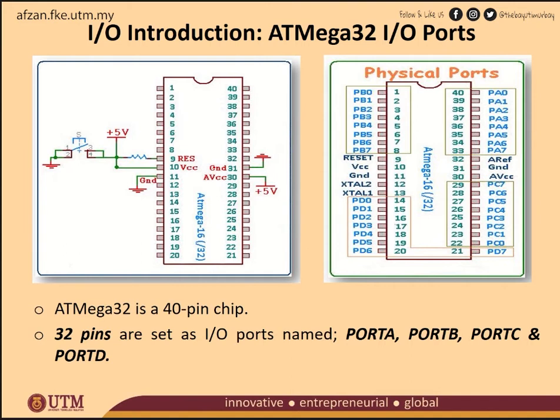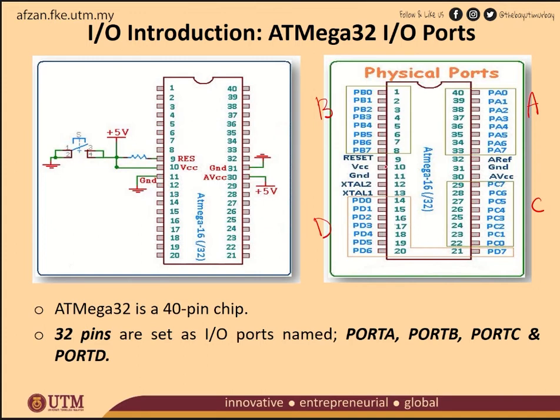Let's revise the ATmega32 I/O ports. As we already know, the ATmega32 has 40 pins, starting from pin 1 until pin 40. From these 40 pins, 32 pins are dedicated to your I/O ports. You have port A here, 8 bits for port B, then you have port C and port D.